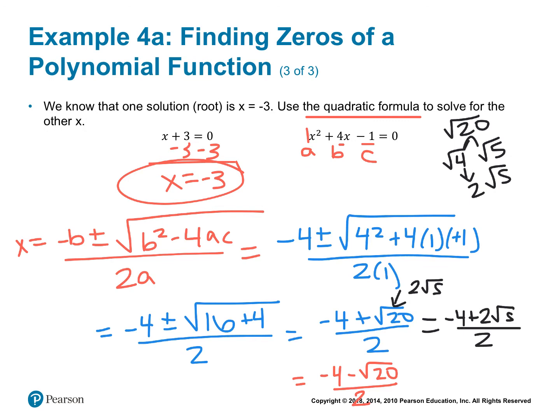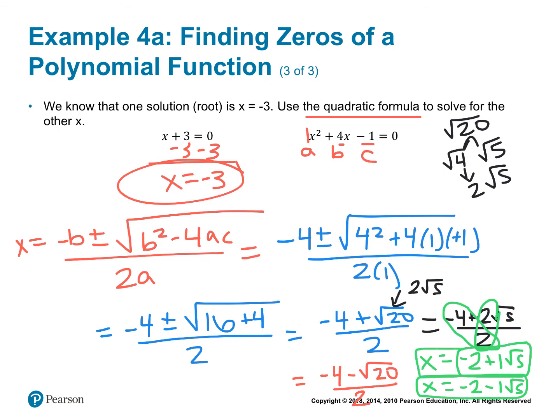But then you can simplify this. You could divide this to get negative 2. Divide this to just get 1. That 1 you don't need, but it is possible. So this is one of the x's, and the other x would be the same, just with a subtraction sign in the middle. So these are my 3 possible zeros. x equals negative 3, or x equals negative 2 plus the square root of 5, or x equals negative 2 minus the square root of 5.